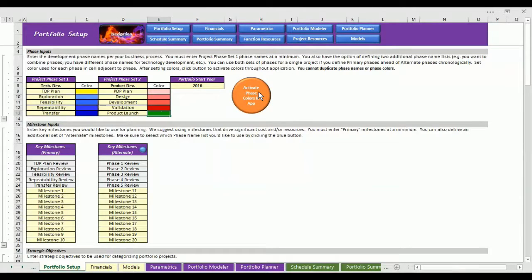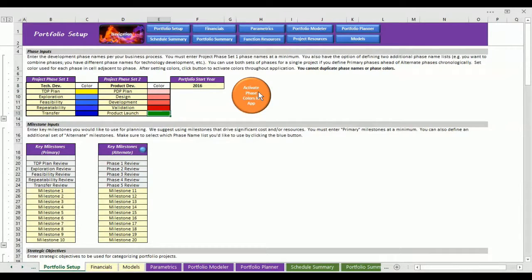Now take a look at milestone inputs. Milestones are utilized for assisting with detailed planning by providing key information points within phases. Notice that Project Phase Set 1's phase ending reviews have been carried down from the Project Phase Set 1 above. You also have 10 options for detailed milestones.